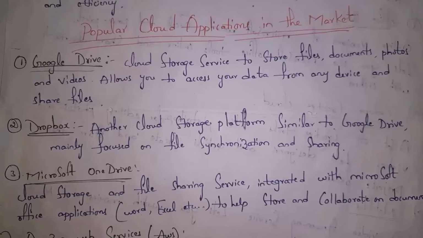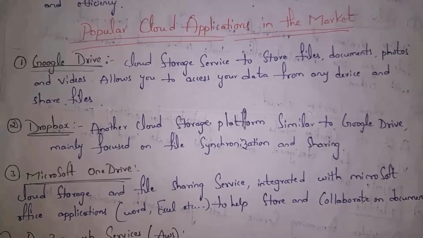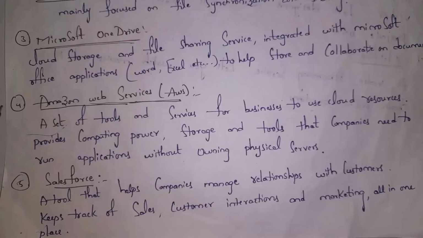Guys, this Microsoft OneDrive is online storage and it is connected to various kinds of Microsoft applications like MS Word, MS Excel, and so on. For example, I will create one MS Excel document. After creating the MS Office document, I can easily save it in Microsoft OneDrive. So many Microsoft applications like MS Word, MS Excel, all are connected to Microsoft OneDrive in order to save documents online. Fourth one is Amazon Web Services.